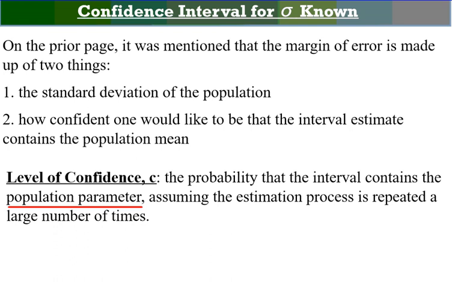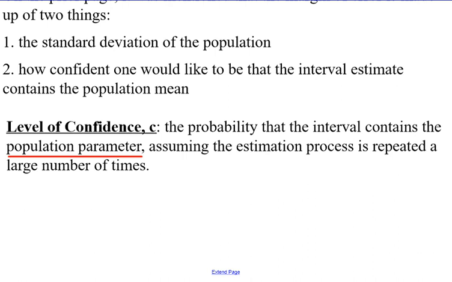On the prior page, it was mentioned that the margin of error is made up of two things. It's a combination of the standard deviation of the population, how variable the population are naturally, and how confident we would like to be that the interval estimate contains the population mean. The level of confidence, which we denote with the letter C, is the probability that the interval contains the population parameter, and this is important, assuming the estimation process is repeated a large number of times.